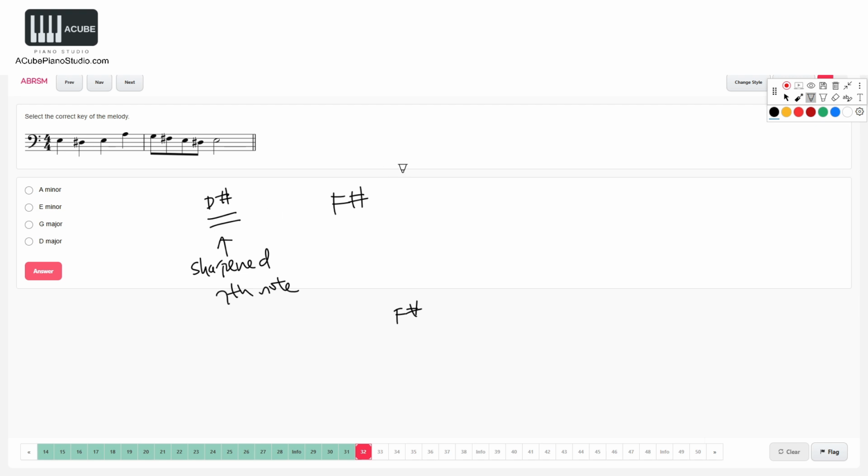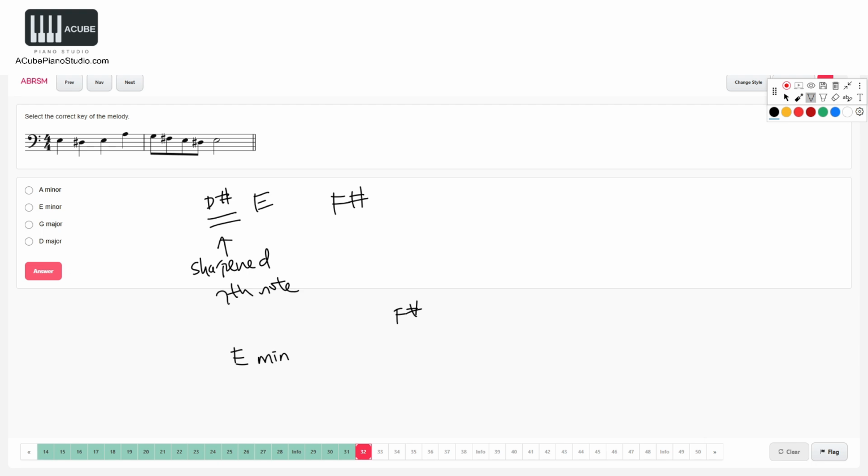So I know that I have F sharp, and then I have D sharp as the sharpened 7th note. If D sharp is the sharpened 7th note, then E would be the tonic, because after D is E. So this is the 7th note. So is this going to be E minor?